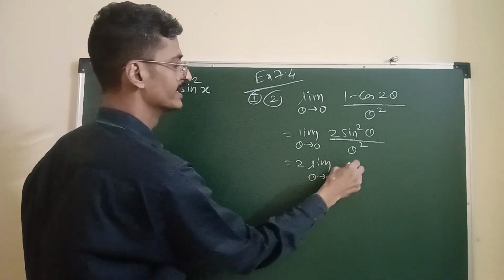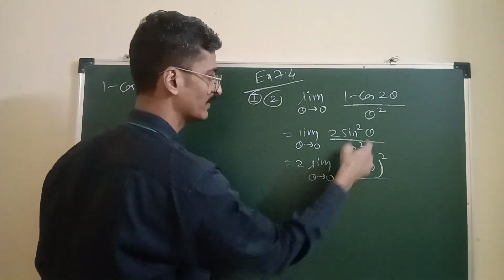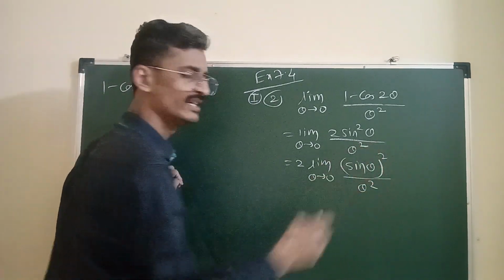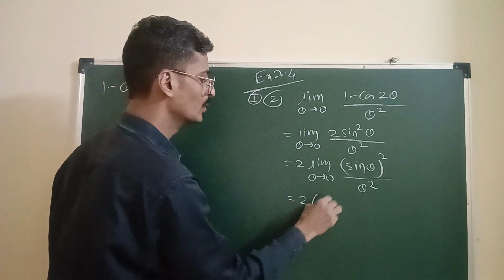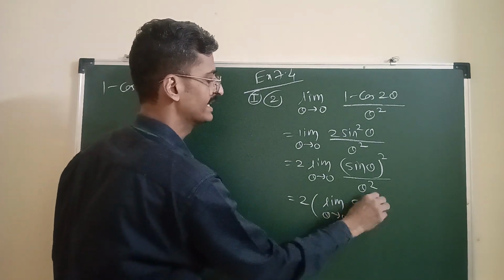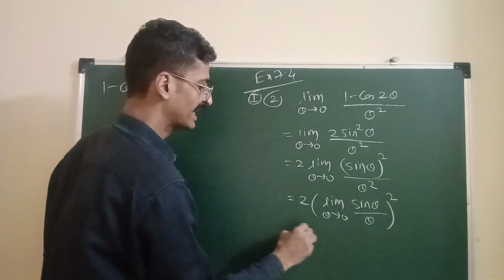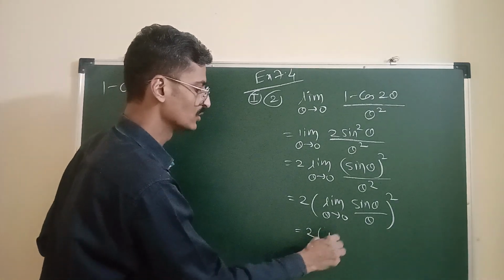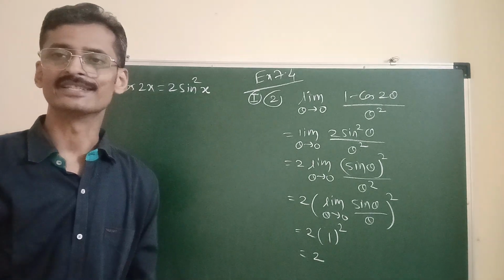Limit theta tends to 0, sine square theta, that means sine theta whole square. We write it as sine square theta upon theta square, square of this, so we can write whole square. The limit we can write inside the bracket. So 2 into limit theta tends to 0 of (sine theta upon theta) whole square. We know that the limit of sine theta upon theta as theta tends to 0 is 1. So this is 1 square, 1 square is 1, into 2, 2. So here the answer is 2.